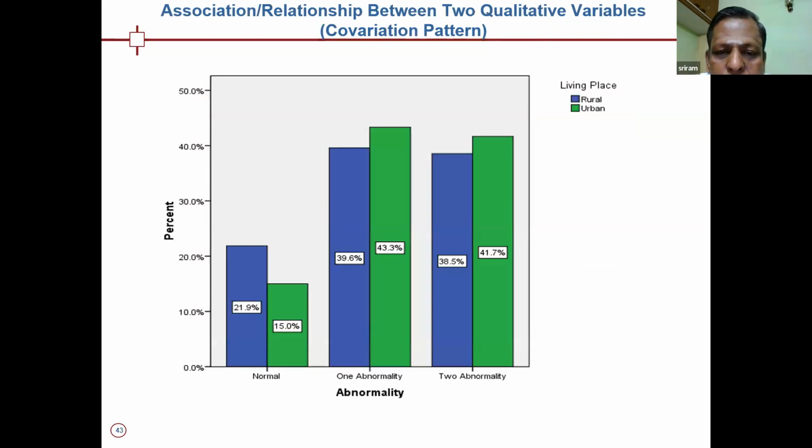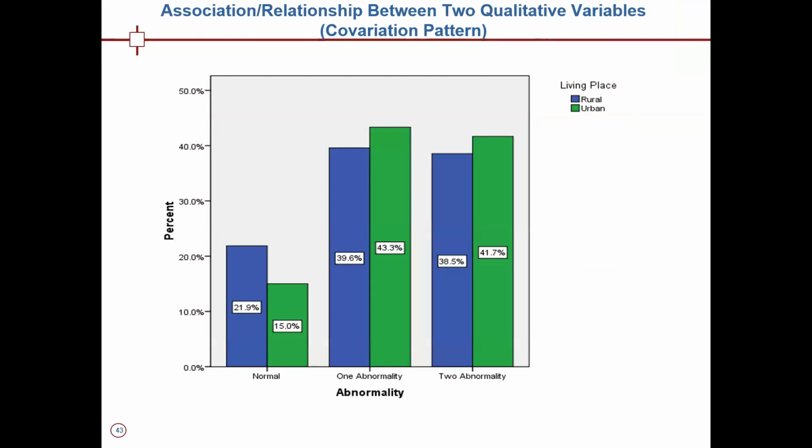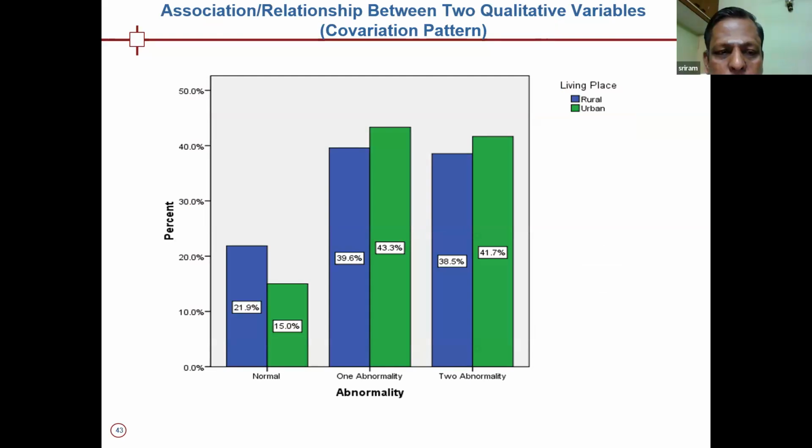Looking at the graph, it is almost the same, right? If you look at rural and urban, the different categories of abnormality are almost the same. So it is very clearly seen. If you give that graph, it is more easily seen than the table. Do you agree?